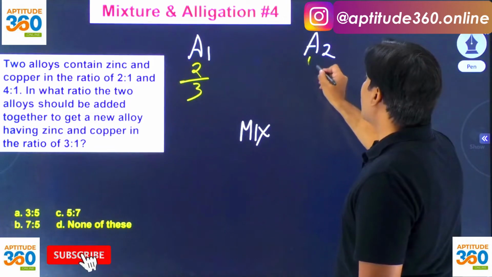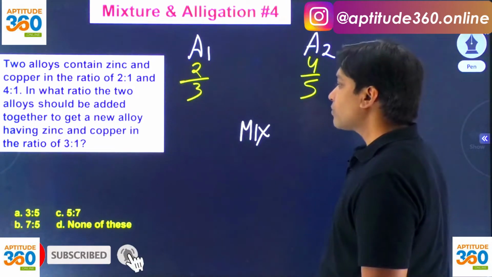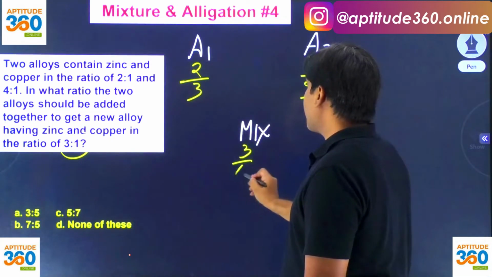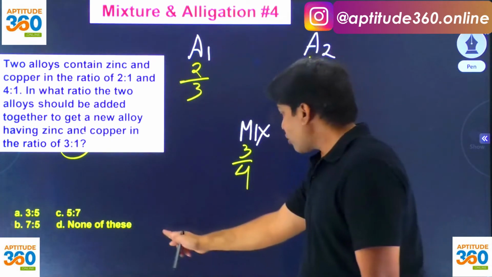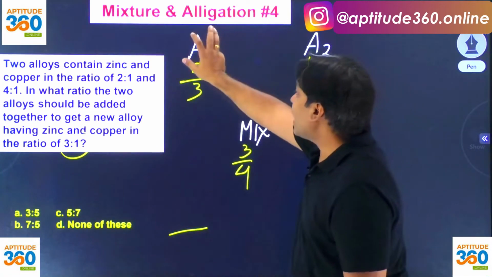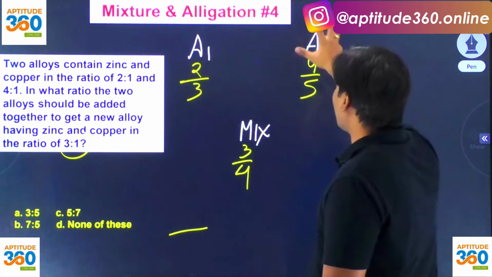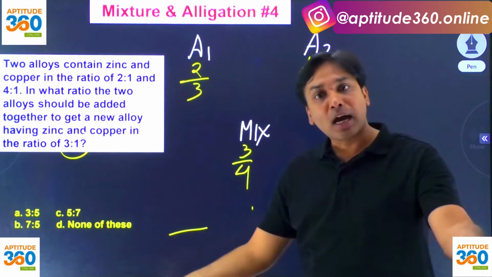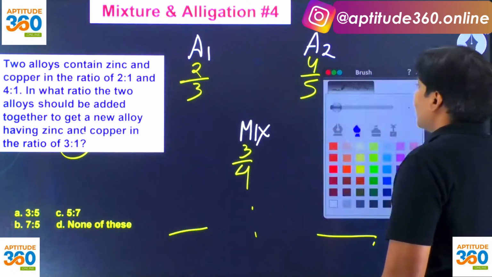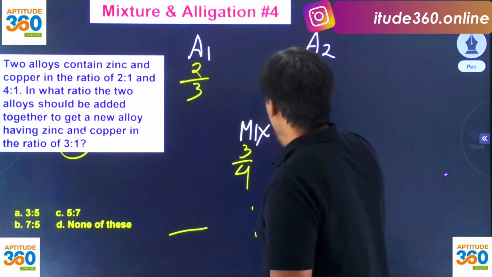Similarly, zinc out here is how much? 4/5. And how much is zinc over here? 3/4. सिंपल बनी ना बात भाई. अब यहां से जो आंसर निकल के आएगा वो आंसर आपको यही तो बताएगा ना कि आपने अलॉय 1 और अलॉय 2 को किस रेशियो में मिलाया हुआ है, काम आपका खत्म हो गया. और अगर ऐसा है तो what is that you are going to do?